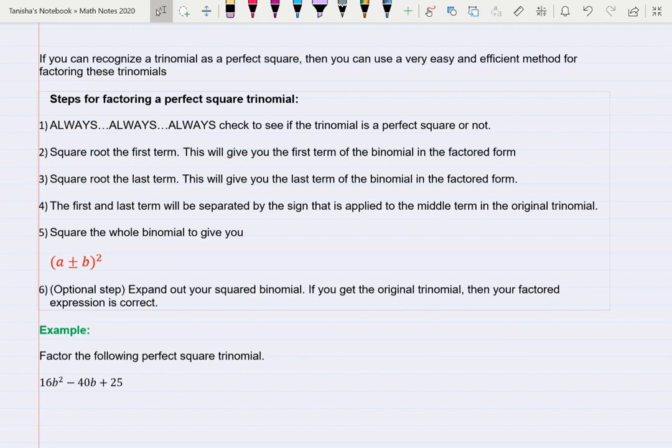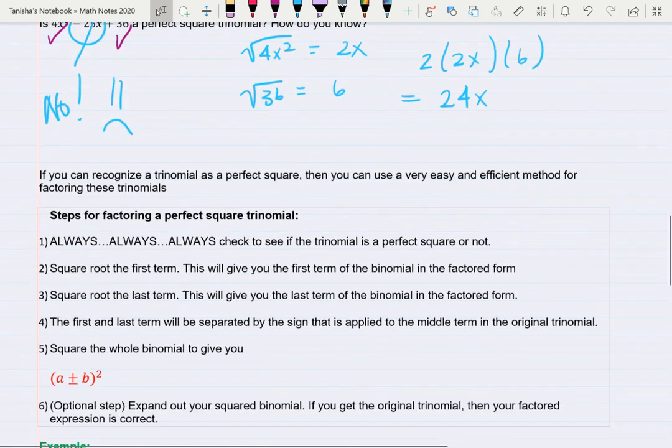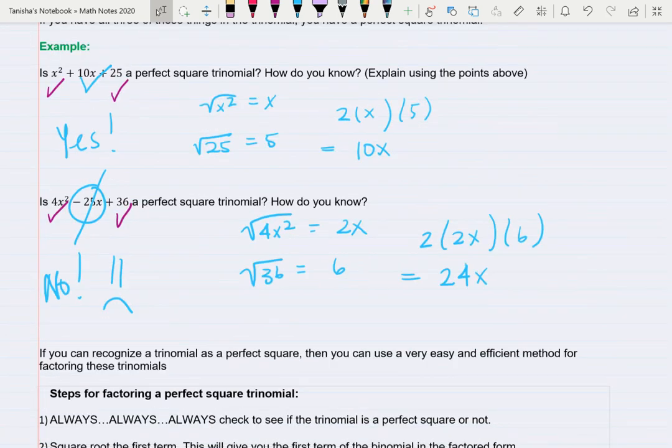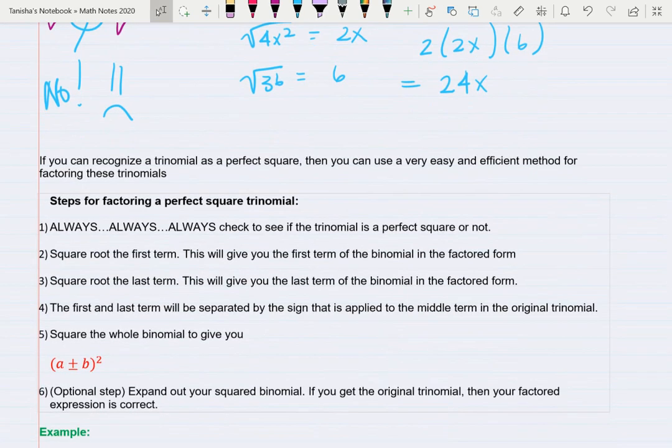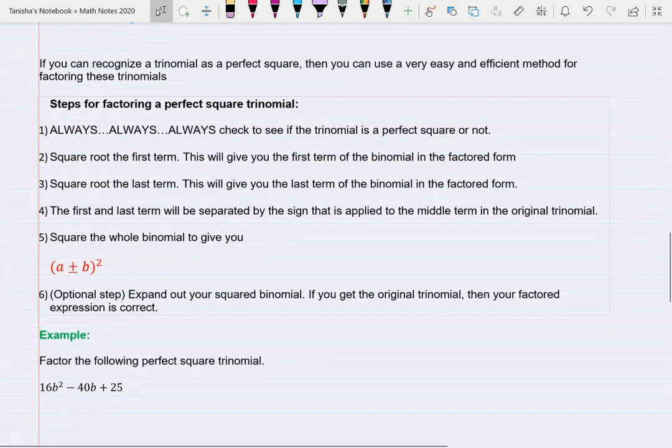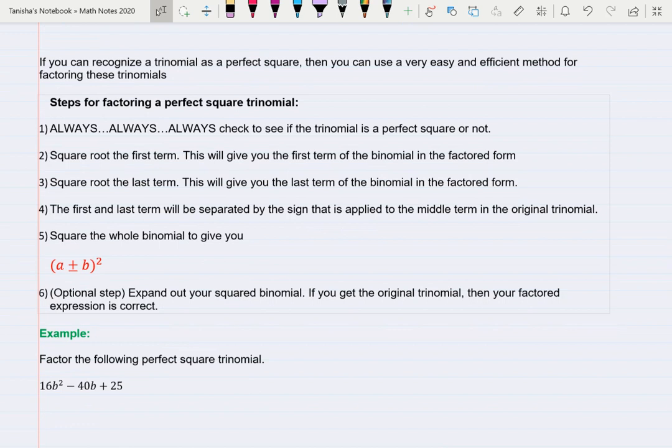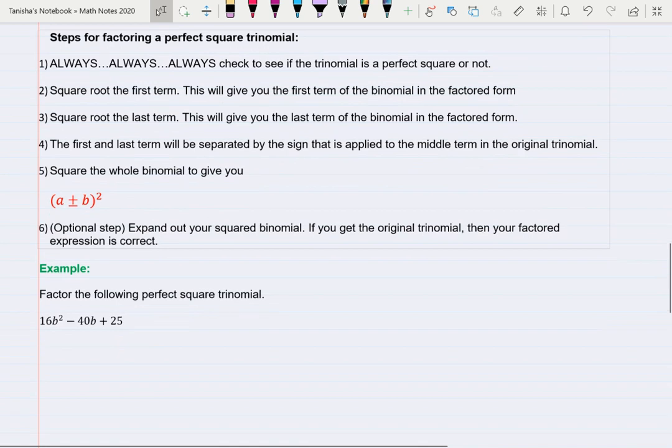The first and last term will be separated by the sign that is applied to the middle term in the original trinomial. Just to go up a little, remember we said that this sign here indicates the sign within your binomial. And we saw that when we were going the other way, when we were expanding the square of a binomial as well. So the square of the whole binomial gives you a plus or minus b all squared. The plus or minus is going to depend on the sign of the middle term of your expression.